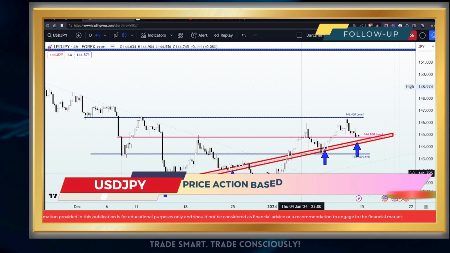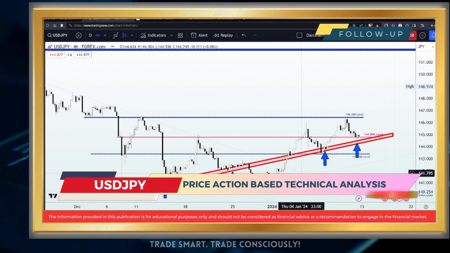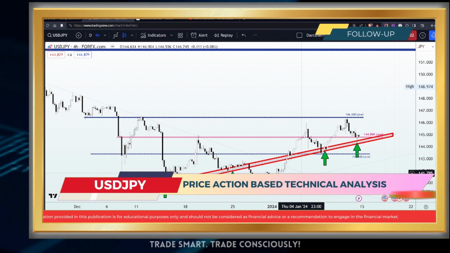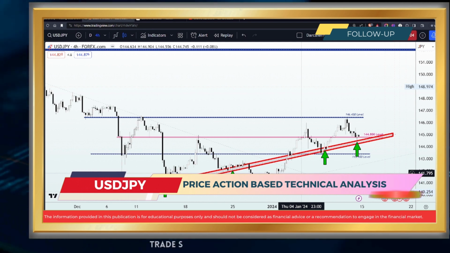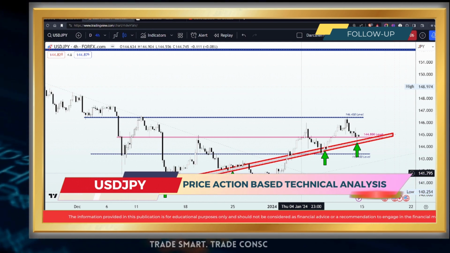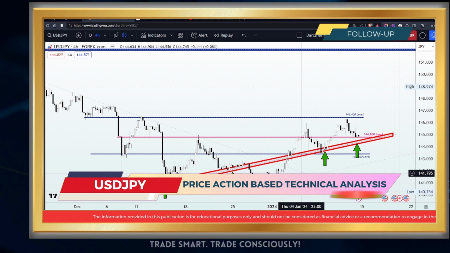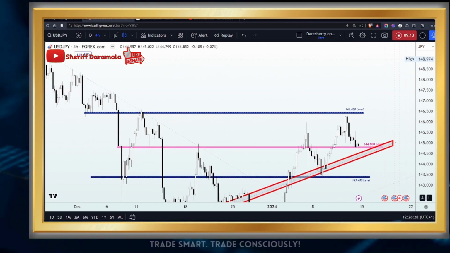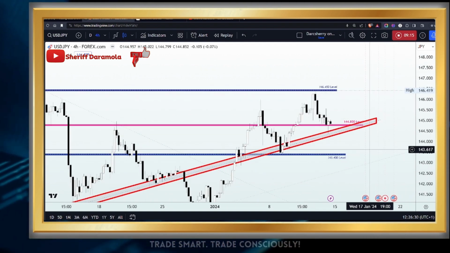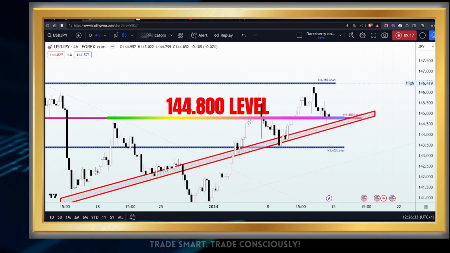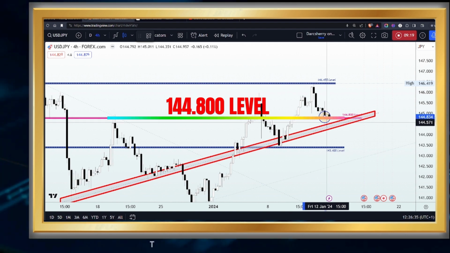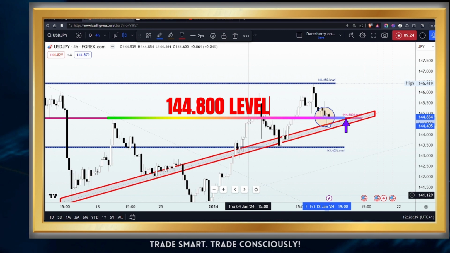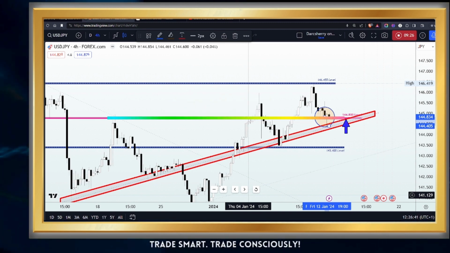As long as price remains above the ascending trend line, we shall continue to look out for patterns and structures that support the idea of buying. And we are not going to be considering selling unless the ascending trend line is breached and broken to the downside. And as it is right now, price action is back into that key level we identified on the higher time frame at the 144.800, and interesting enough, price is sitting above the ascending trend line.